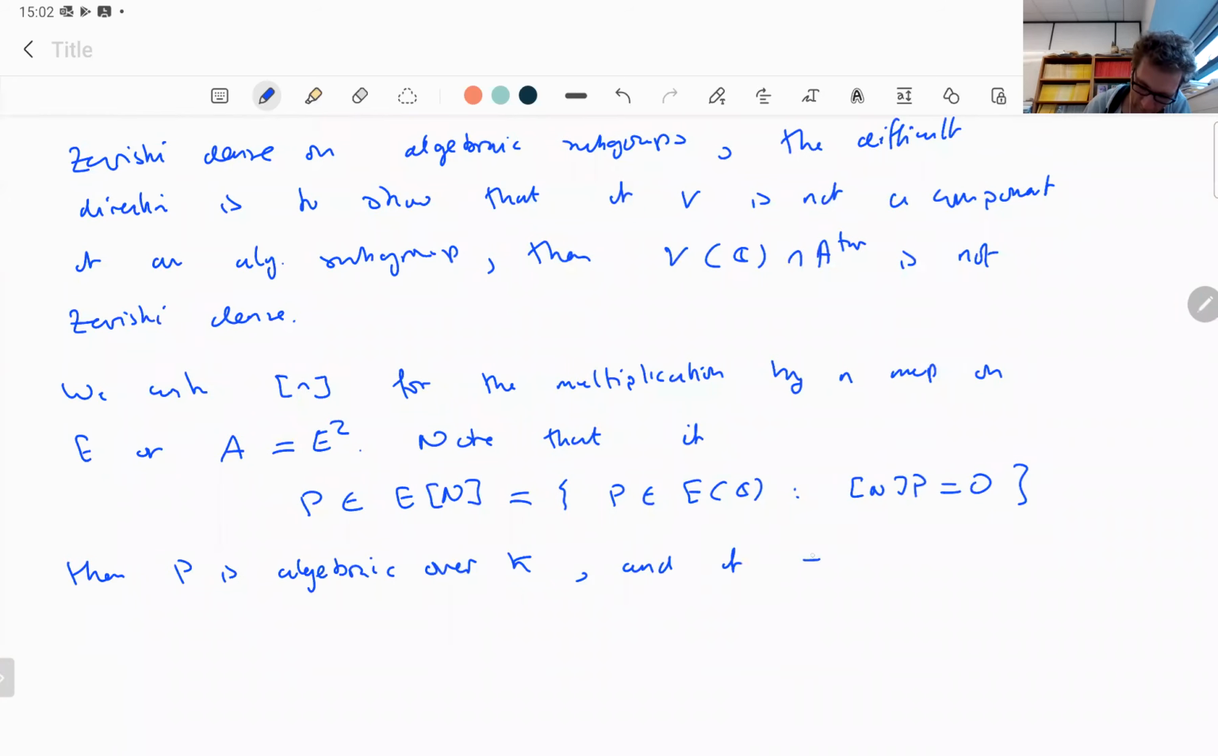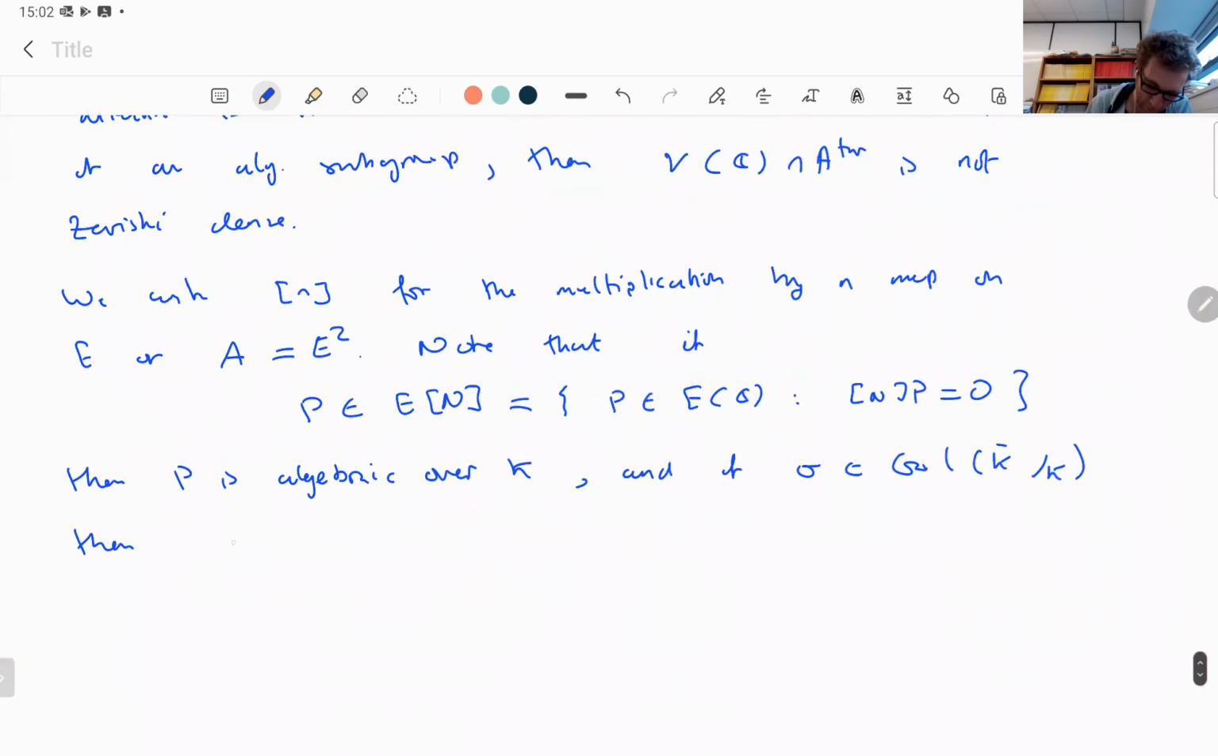And if I have a Galois automorphism sigma, then sigma of P is also in here. So the Galois group acts on the n-torsion. And this is very important for this proof, and the other proofs as well. But what's also important in this proof is the analytic picture.